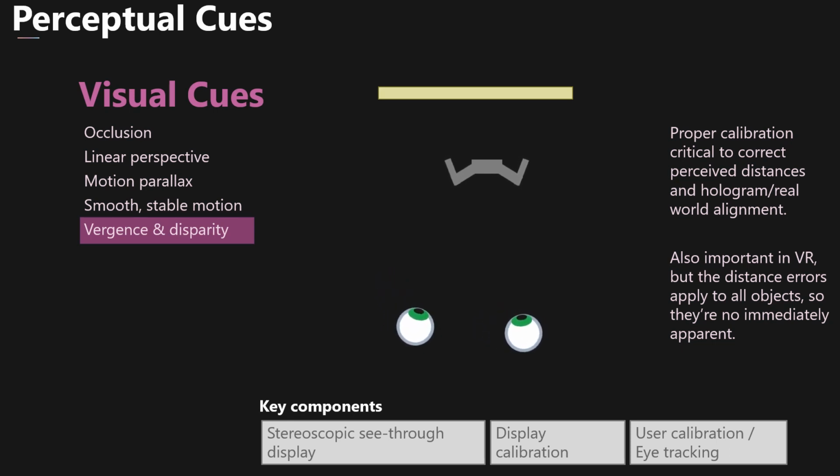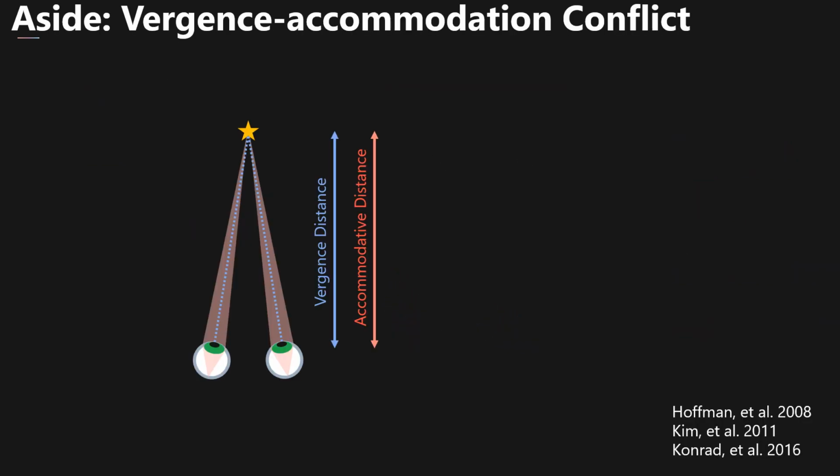Although I will emphasize in VR, just because it's harder to notice when you get the IPD wrong, it's still important to get it right for comfort reasons. I'd like to just take a quick aside to mention a visual phenomenon that is common to all commercially available VR, MR, AR headsets, also stereoscopic 3D displays, and that's the vergence accommodation conflict, or VA conflict, or VAC.